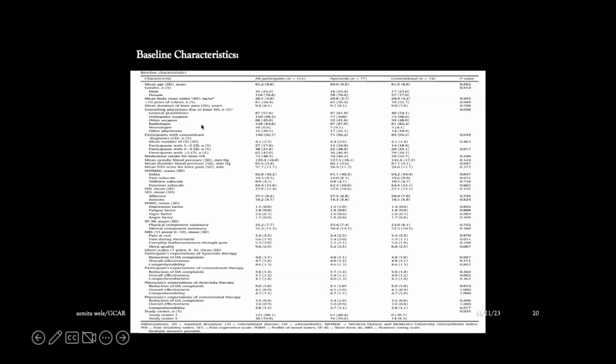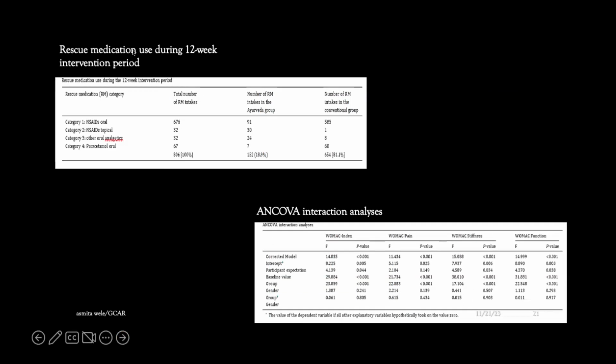And here you can see all the characteristics. I know this is very small, but the paper is with you, so you can go back. Very neatly they have presented the numbers, and they are correlated with the conditions. For rescue medication, category 1 NSAID oral, the total number of RM intakes, that is, how many times in the whole study over 1 year participants consumed rescue medicine, was 676. RM taken in the Ayurveda group was 91, and in the conventional group 585. This itself is representative of the treatment. I don't want to jump to a conclusion on effectiveness, but the numbers speak for themselves.